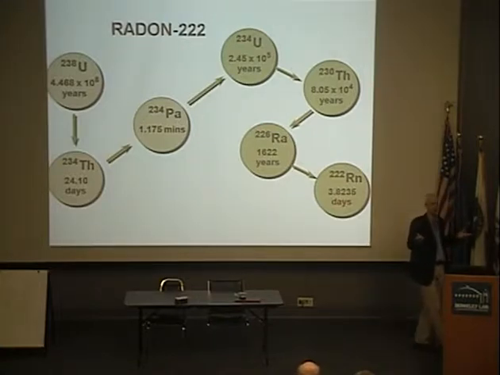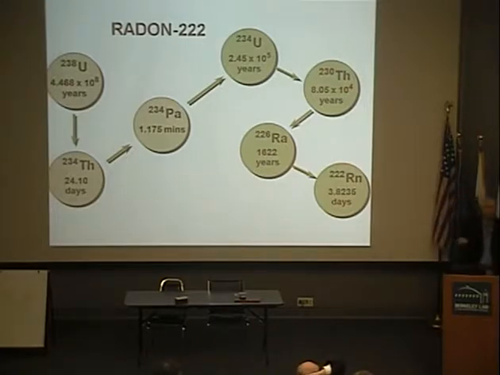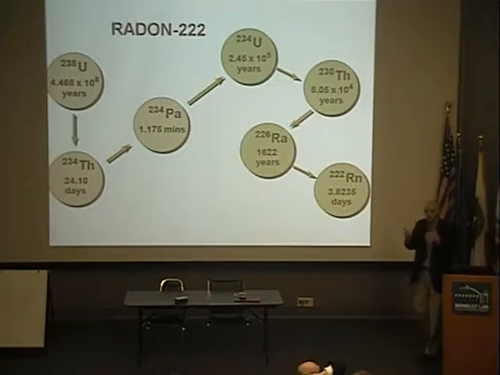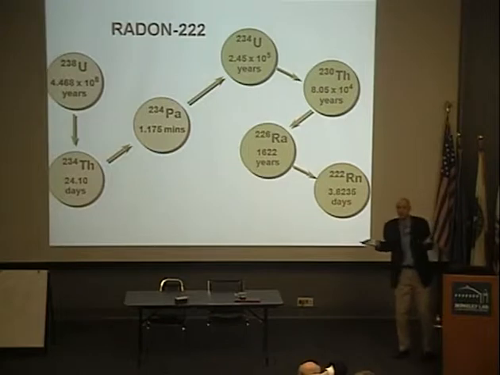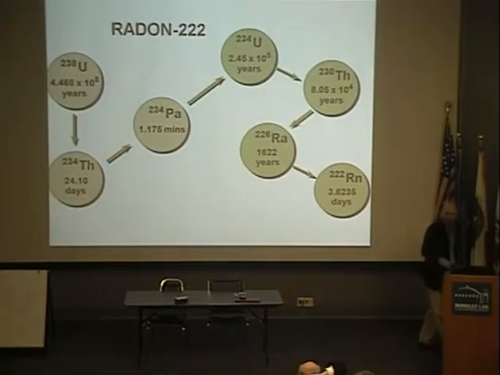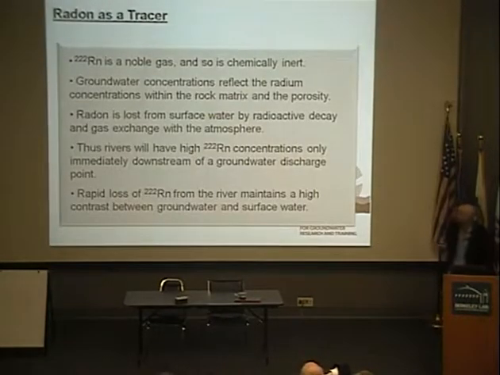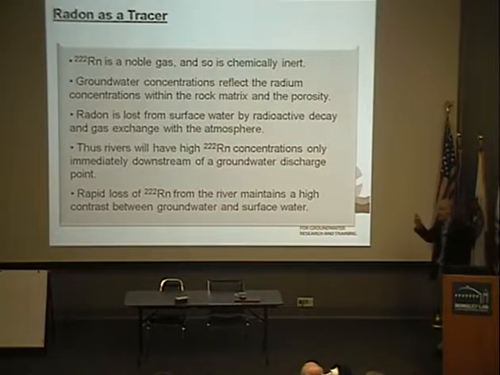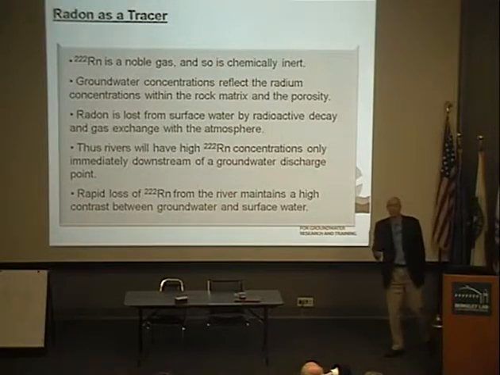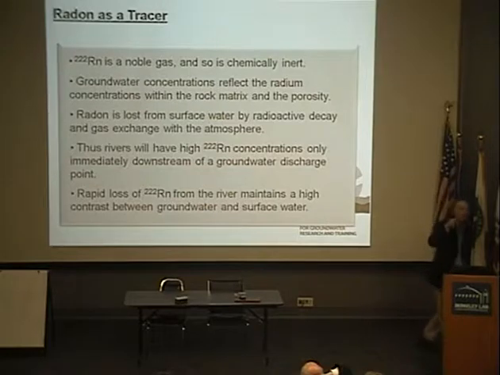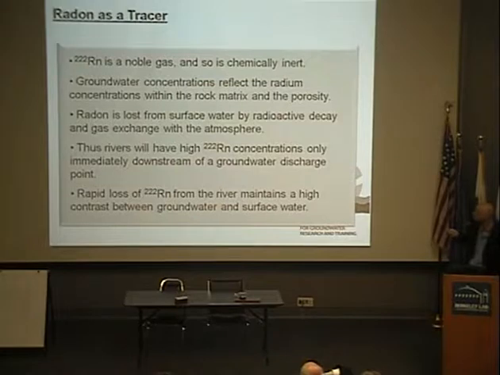And so if you have groundwater discharging to a stream, it will bring radon with it. If that groundwater then sits in the stream or in the lake for a week, the radon will be gone. So it's an indication of quite recent groundwater discharge. It's lost by radioactive decay. Because it's a gas, it's also lost by gas exchange to the atmosphere. It just volatilizes. And that's actually a more important process than decay. It's a faster process than decay.